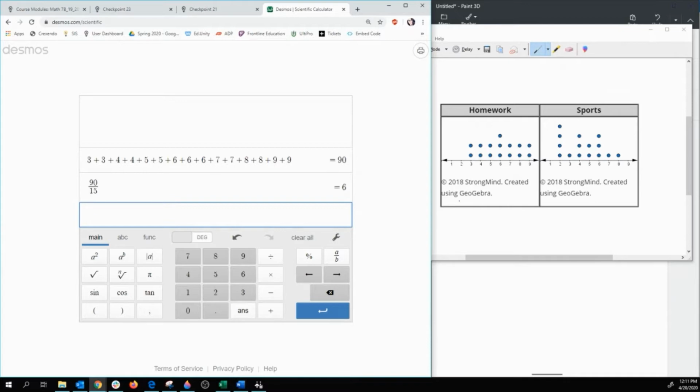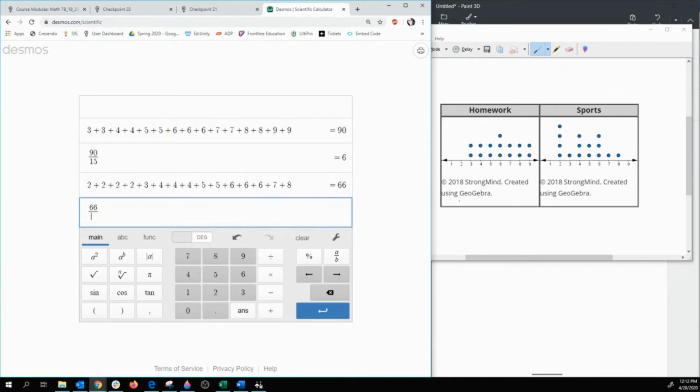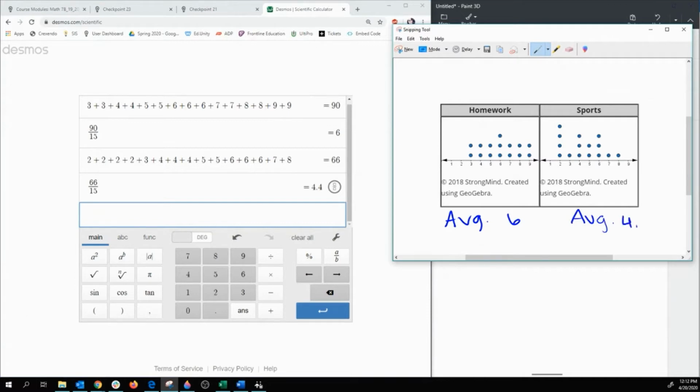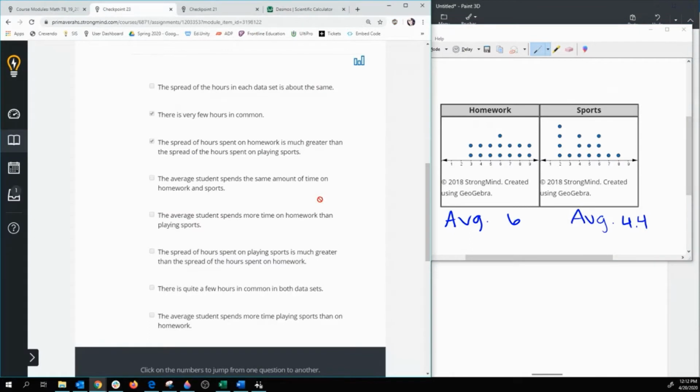And then let's find the average for sports. That would be 66, and I'm assuming we're also going to divide that by 15. 15, yes. So the average for homework is 6, and the average for sports is 4.4. So knowing those two averages, which category has more time spent? Is it homework or is it sports? Homework, right? So the average student spends more time on homework than playing sports. That one is true.